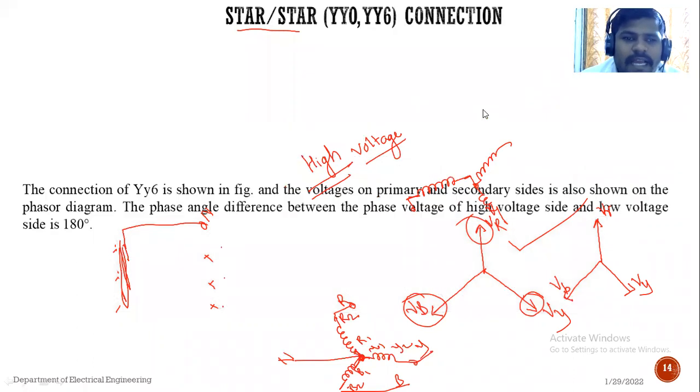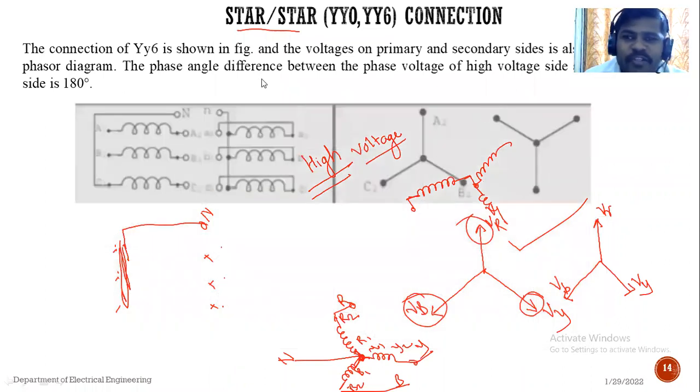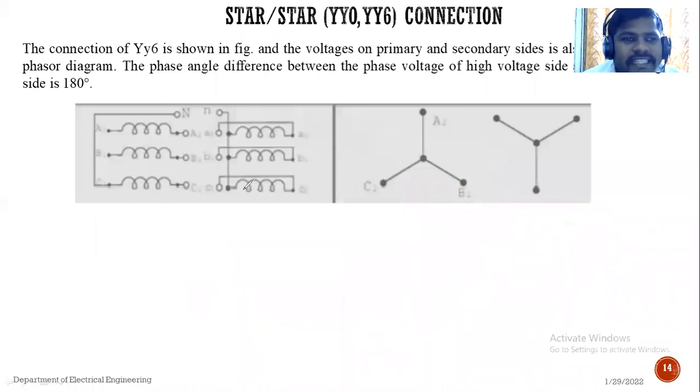Similarly, the star 6 connection. In the star 6 connection, the primary can be connected in star, and the secondary winding of the transformer can also be connected in star, having a 180 degree phase displacement. See the connection. See here, this one is the primary side of the transformer, three phase primary. This is one phase, A phase, B phase, C phase, or we can represent R phase, Y phase and B phase.